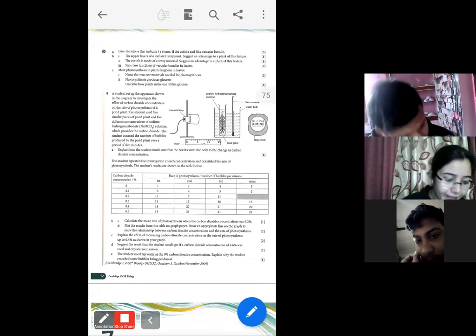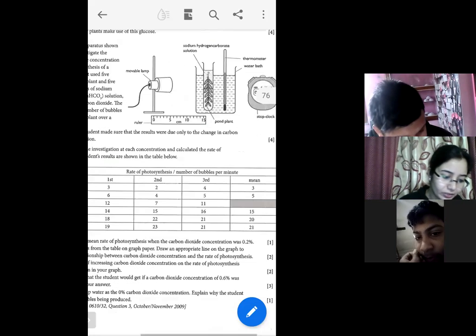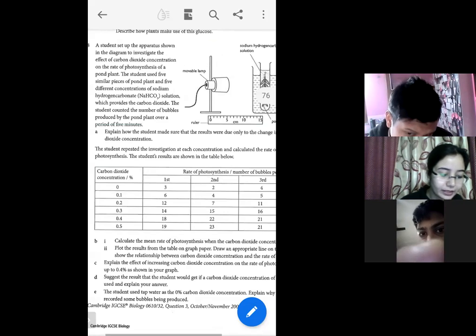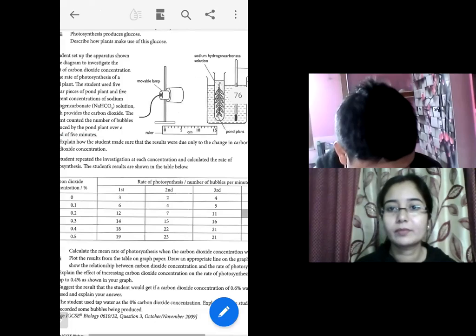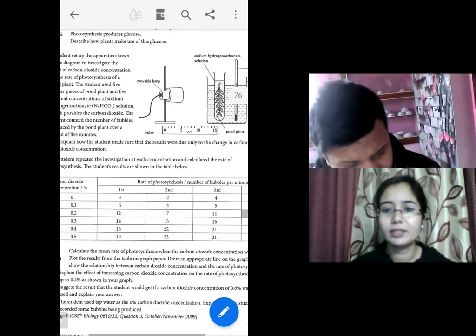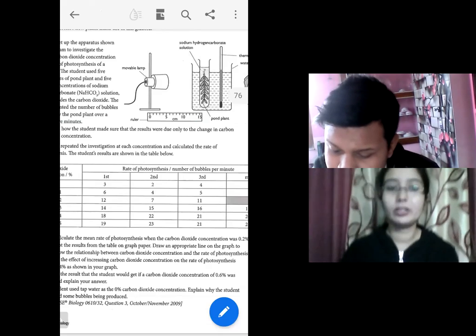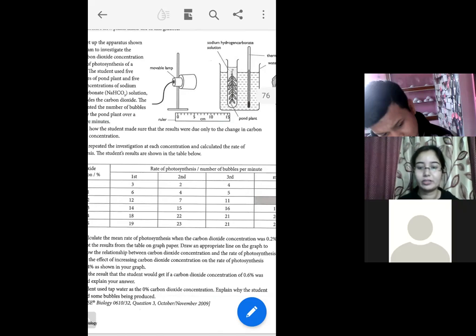Explain how the student made sure that the results were due only to the change in carbon dioxide concentration. So you will have to tell here why the student made sure that the results were due only to the change in the carbon dioxide concentration. Do you have any idea why? So why are the students very sure that the change they can see, the change in the rate of photosynthesis, is only due to the change in the carbon dioxide concentration?